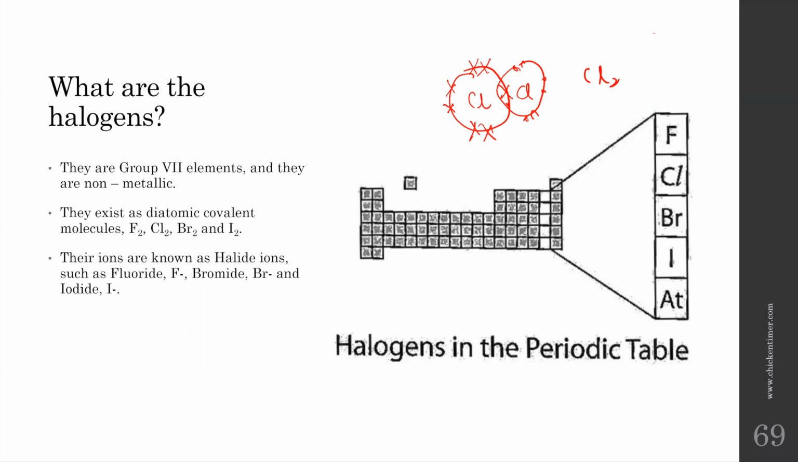So fluorine, bromine, iodine, astatine will also behave in the same way. They are always diatomic covalent molecules.